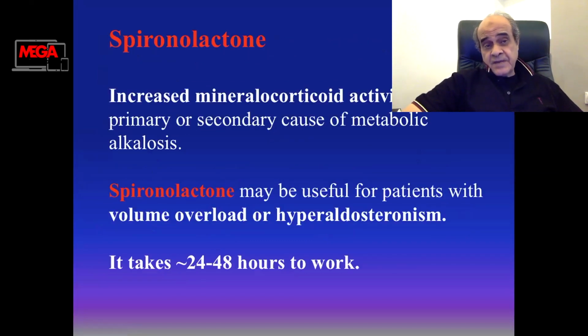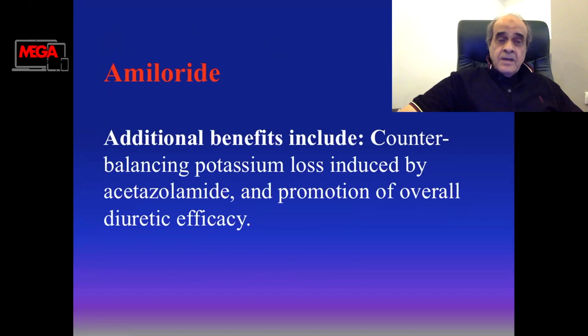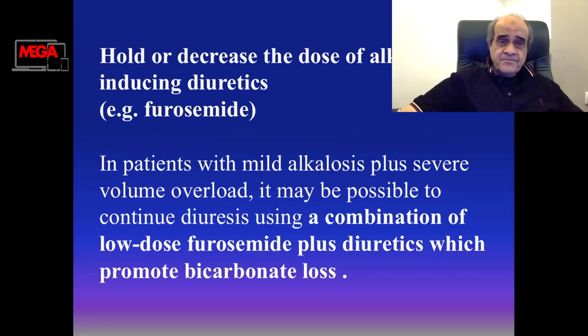Spironolactone, an aldosterone antagonist, is very specific here. Increased mineralocorticoid activity is one of the main causes of metabolic alkalosis, and so spironolactone may be useful for patients with volume overload or hyperaldosteronism. But it takes time to give an effect, about 24 to 48 hours. Amiloride really gives additional benefit. It preserves potassium and can potentiate the action of other diuretics.